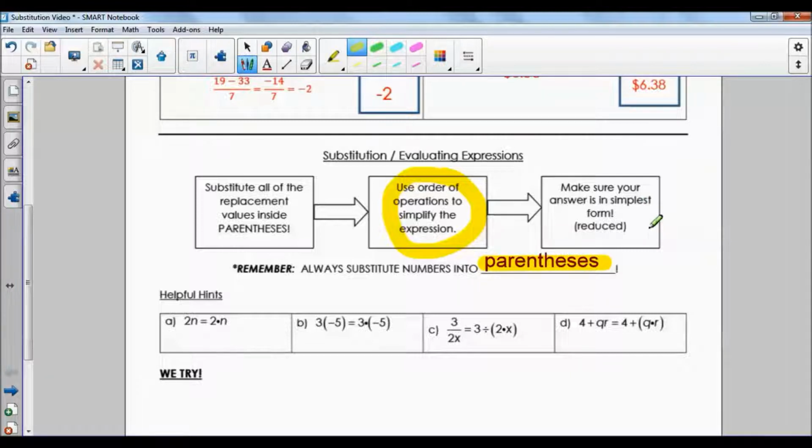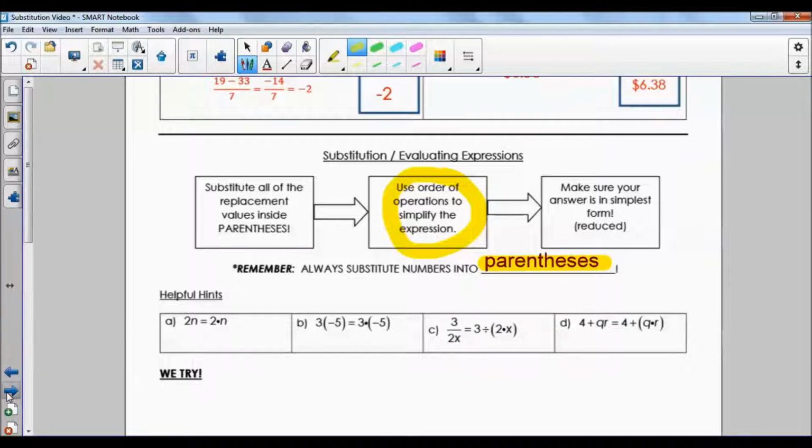Before we do some example problems, just remember some helpful hints. If you see 2 next to an n, remember two things right next to each other means they're multiplying, so it's really 2 times n. Same thing if you see parentheses right next to each other: 3 parentheses negative 5 is really 3 times negative 5. Same thing with letters: if we have QR, that just means Q times R. Right next to each other, multiply. And fractions mean divide. So 3 divided by 2 times x, because those are right next to each other.